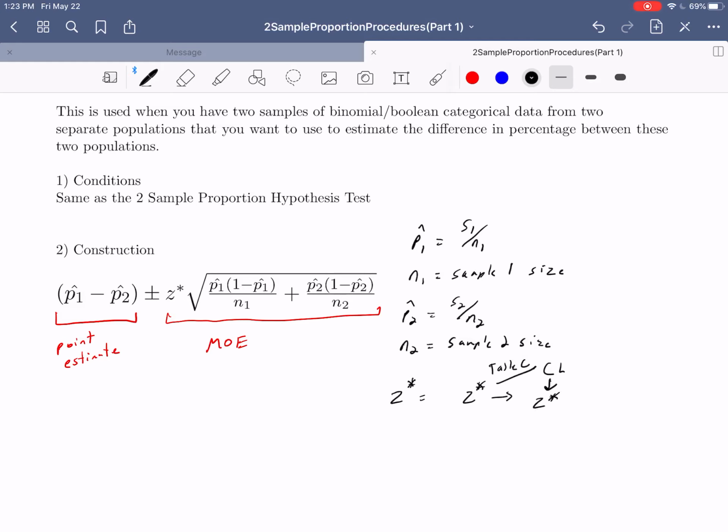Okay, that looks a little bit ugly, so I'm just going to touch that up. Sorry about that. All right, there we go.